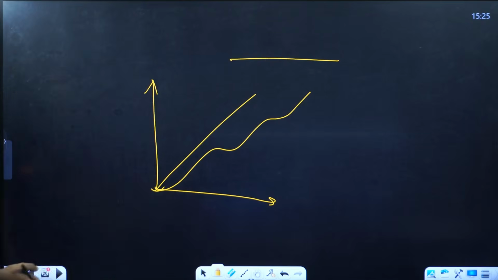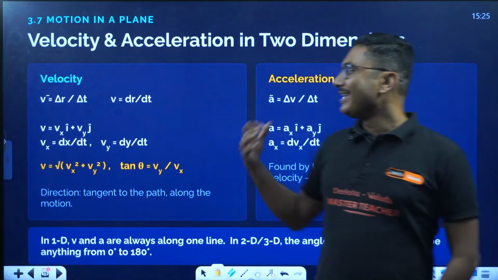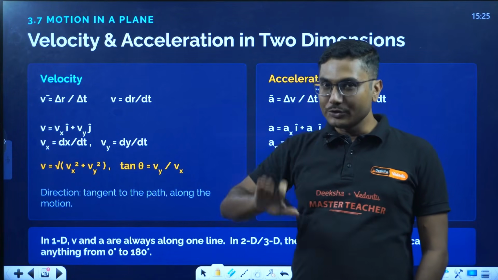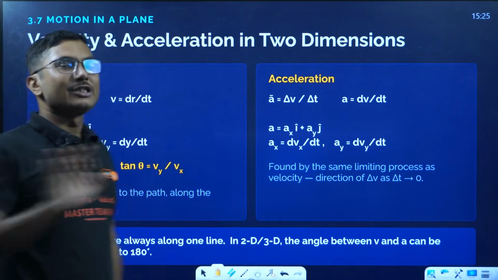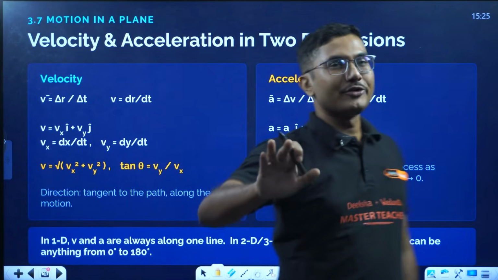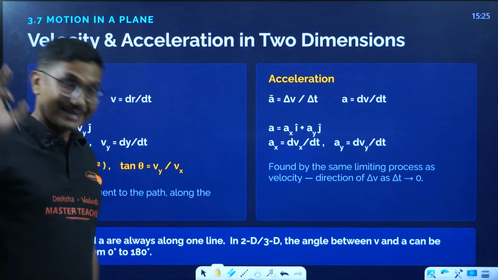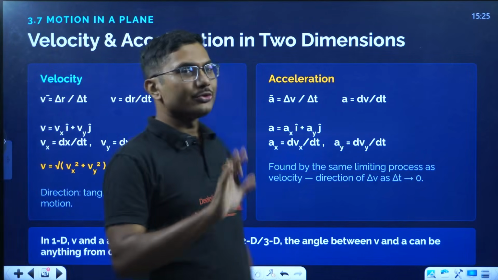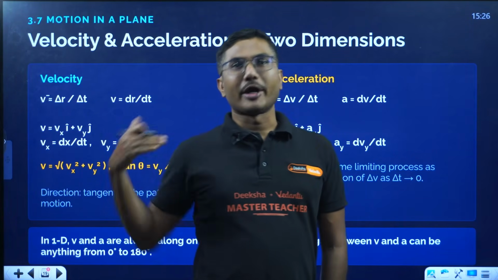So what is the motion in 2D equation? It is nothing but applying the same equations, individually, to the components. That's it. Nothing else, no rocket science, nothing new that you need to know. Equations of motion do not change. Only thing is that you need to apply those individually on the x component and the y component.